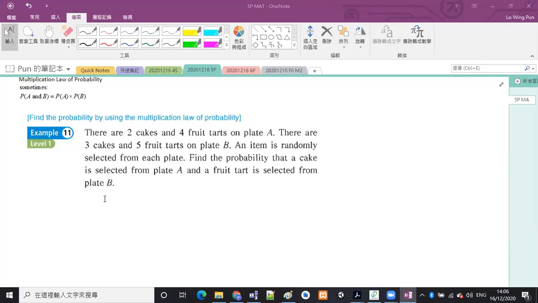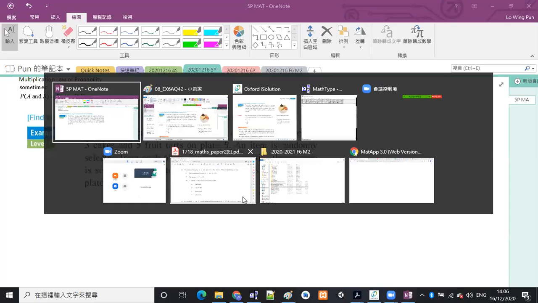Can you see that we have to perform 2 selections? The first selection is from plate A. The first source is plate A. And then the second selection is from plate B, so plate B is the second source. Can you see this? Now, if the question asks us to find the probability that a cake is selected from plate A and a fruit tart is selected from plate B, that is like this.